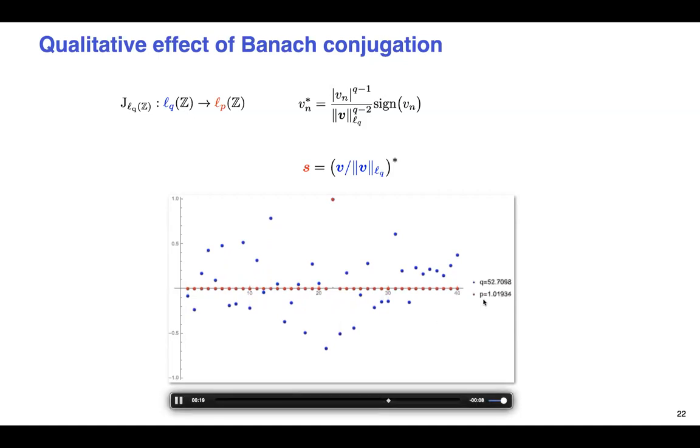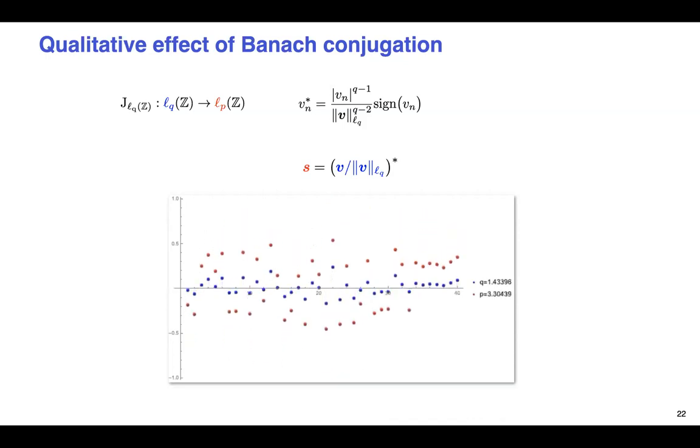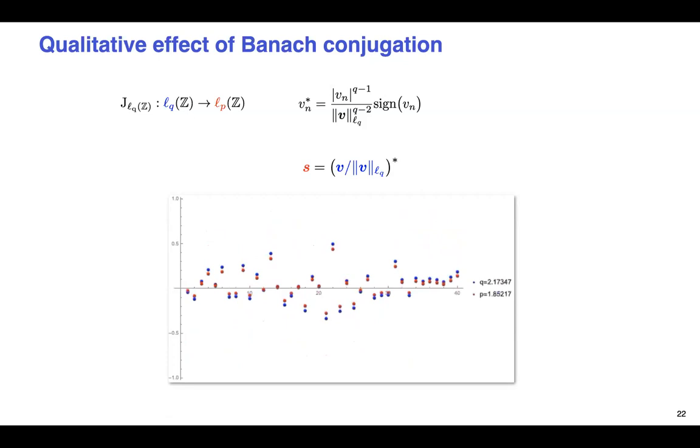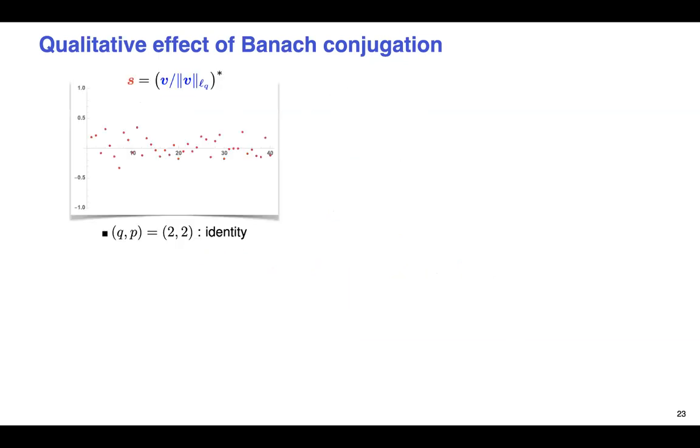And so here we're going to P equal 1 and see what happens. Actually, all the guys, they go almost to 0, and there's a single guy that jumps out. It's actually the maximum. Let me play it again. So there's this sparsifying effect when I go to P equal 1. So maybe let me illustrate it here. So what is the qualitative effect of Banach conjugation?